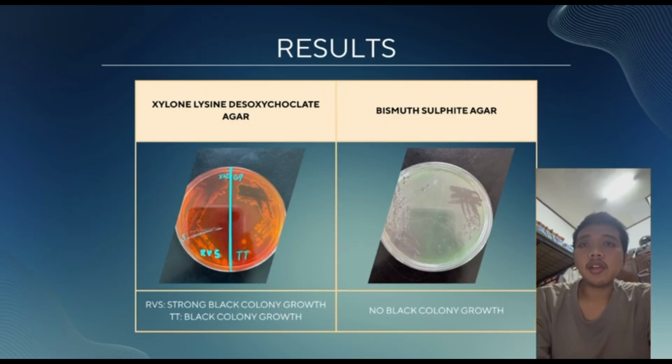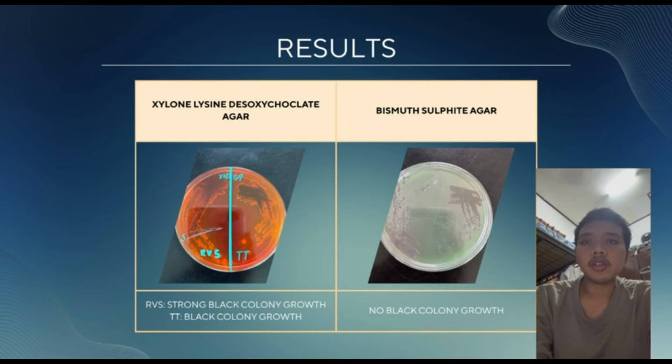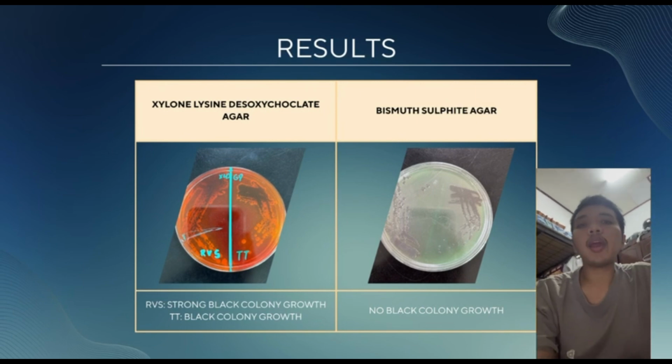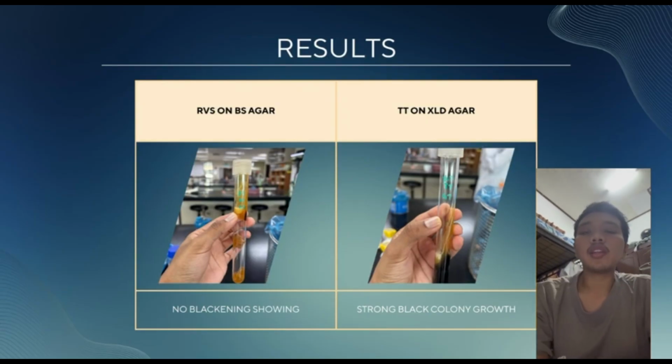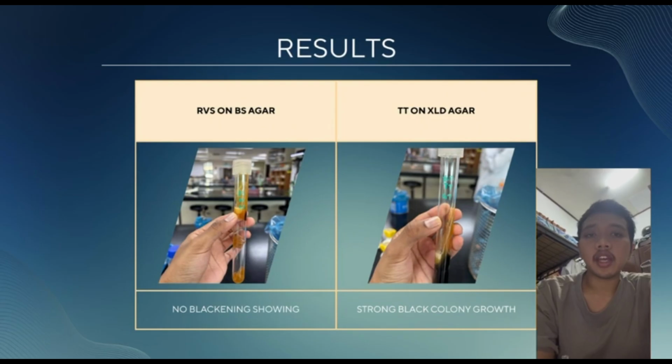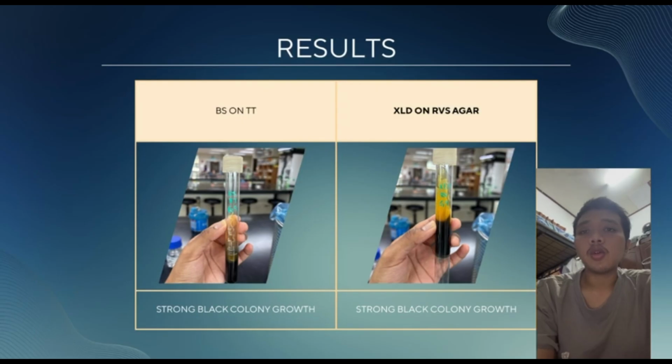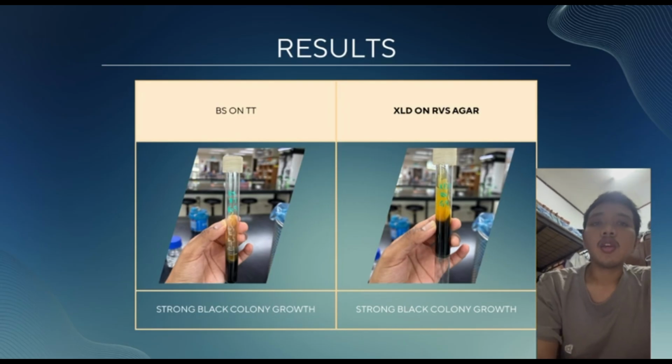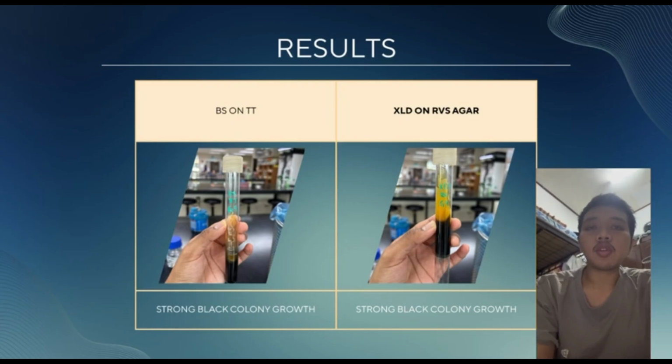As you can see, the XLD agar, both from the RVS and TT, shows strong black colony growth. Next, for the bismuth sulfide agar, we got no black colony growth. For the RVS on BS agar, no blackening is showing. Next, on the TT on XLD agar, we get a strong black colony growth. For BS on TT, we have a strong black colony growth, while for the XLD on RVS, we also have a strong black colony growth.